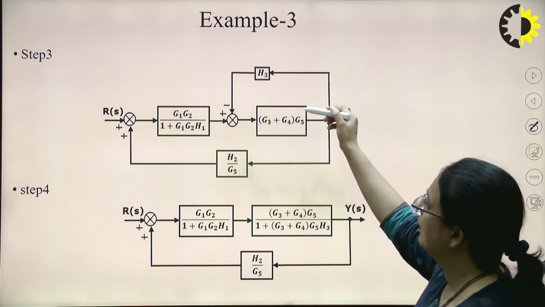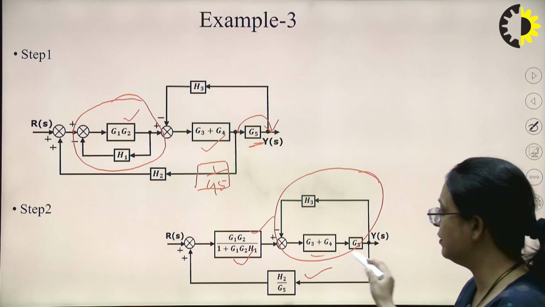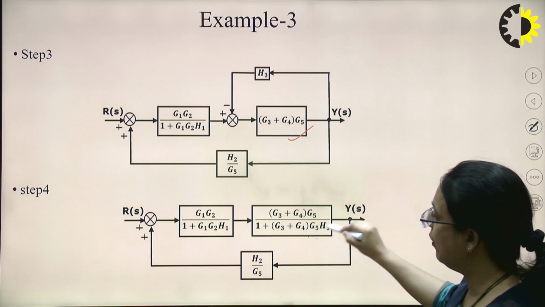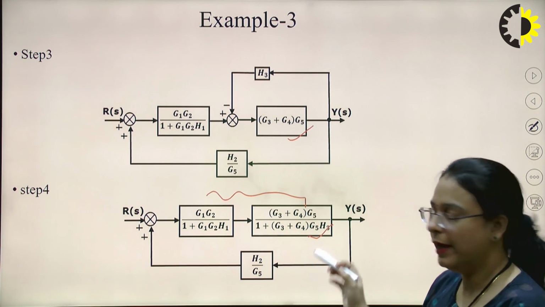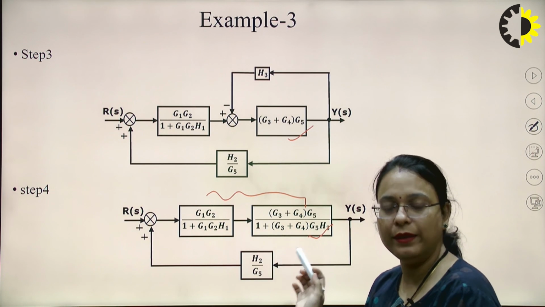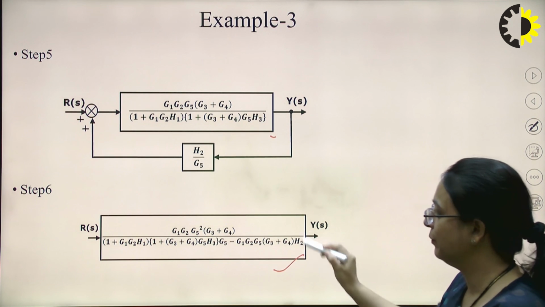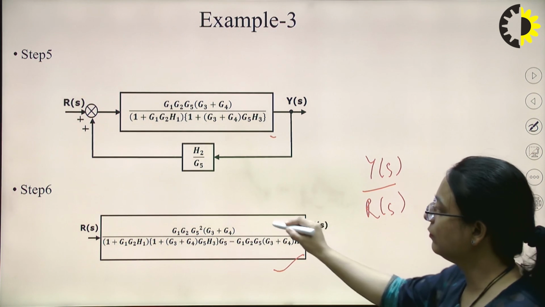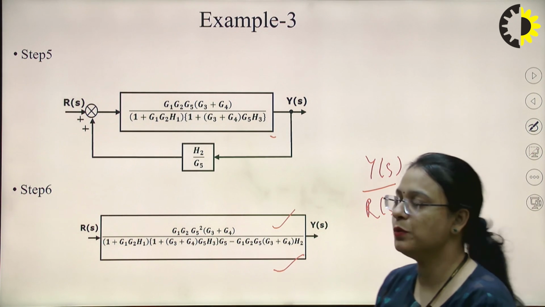Now you can see, these first two are connected in series, and then we can simplify and convert them into a single block. Now these two again are connected in series. They can be simplified into a single block, and at last this will be a feedback loop and can be converted into a single block. Now Y(s) upon R(s) will be equal to this quantity. So this is the transfer function and can be represented as a single block.